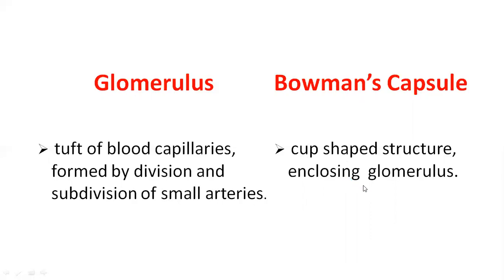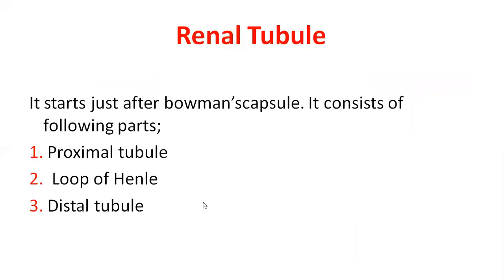My dear students, all this will be very clear to you when I explain it through a diagram. So let's have a verbal explanation, and at the end of this lecture I'm going to explain all this through a figure as well. Then the second part of nephron, the renal tubule, starts just after the Bowman's capsule, the second part of the renal corpuscle.